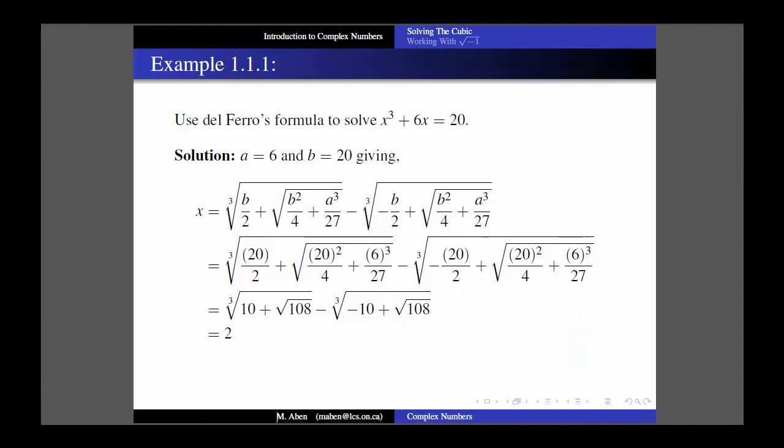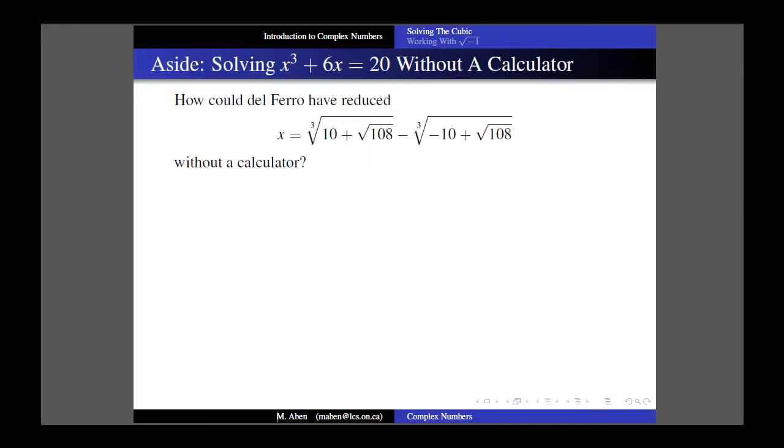Now you might be asking yourself, using a calculator, it might feel like a bit of a cheat, because certainly del Ferro in the 15th century wouldn't have had access to an electronic calculator. So I'm going to show you what he might have done, a technique that will reduce this particular expression without the use of a calculator. The reason why I'm going to show this is because it's going to come up again in just a little bit. Now this is a bit of an aside, and if I lose you a little bit, don't worry about it. It's kind of optional. But let's go through this and see if we can do this without a calculator.